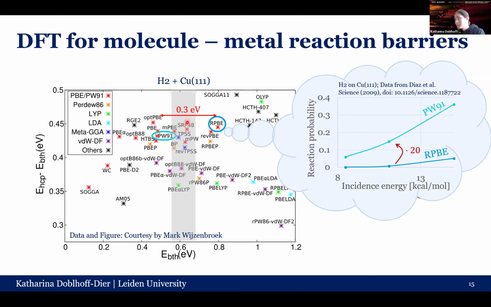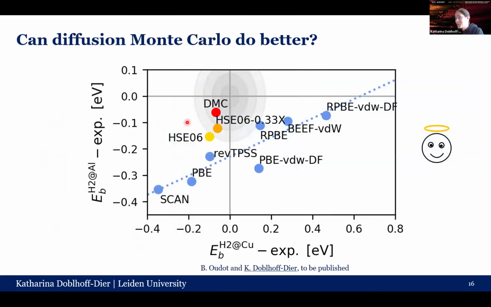So considering that this is a QMC conference, the obvious question to ask is, can diffusion Monte Carlo do better? And what I'm plotting here is two barrier heights for two different systems, H2 dissociating on a copper surface and H2 dissociating on an aluminum surface. In blue, you'll see different DFT calculations, all either GGA functionals or meta-GGA functionals or GGA functionals with van der Waals correlation. And none of them gets the barrier for both systems correct.